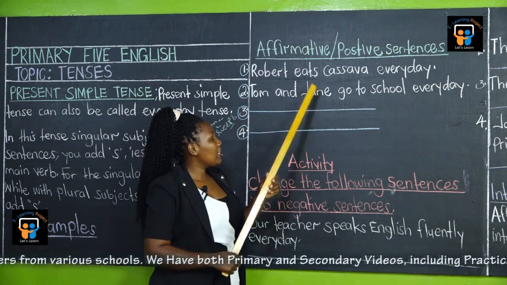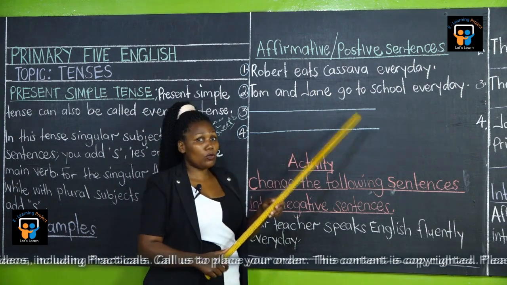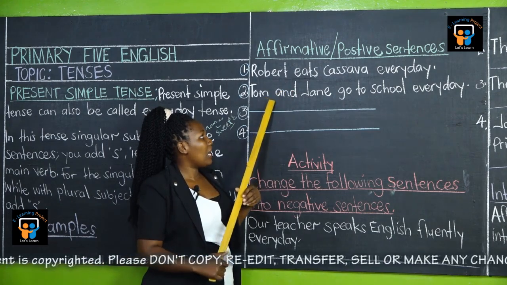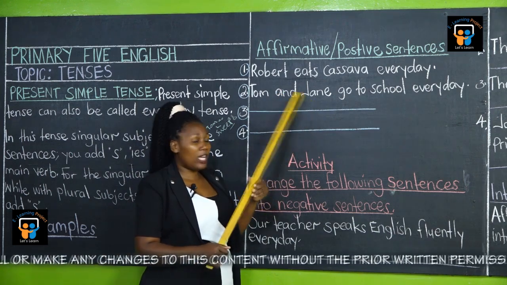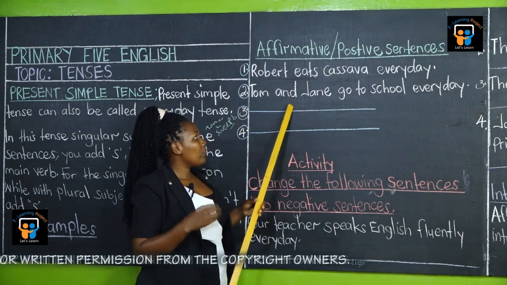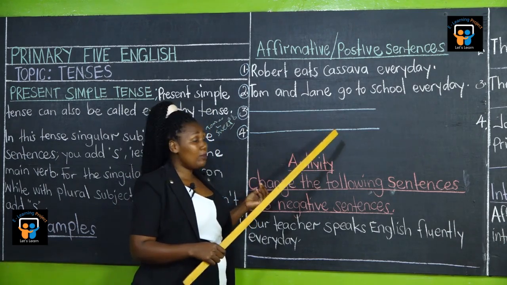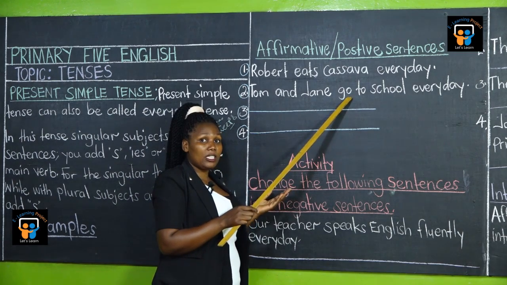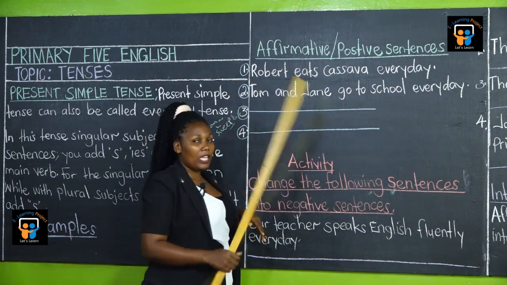Tom and Jane go to school every day. You see, this is a plural sentence. Or the subjects that are there, they are in plural form. Tom and Jane. That is more than one. And then I told you that when it comes to adding S or to changing the main verb, when the subjects are plural, we don't add S, as you see. Go remained, we didn't add anything there. Tom and Jane go to school every day.